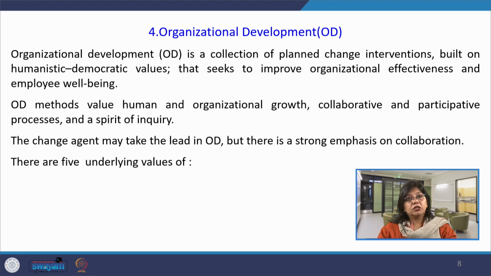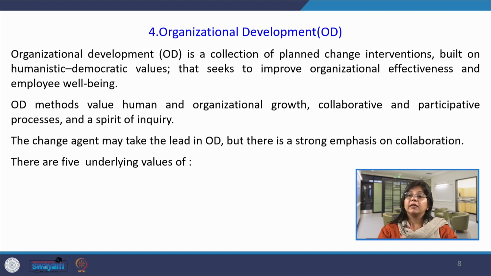So, what is organizational development? It is a collection of planned change interventions built on humanistic democratic values that sets to improve organizational effectiveness and employee well-being. So, it has its own expansion: if problem or change was the focus, organizational development not only focuses on the problem, but also on the well-being of employees. So, this approach is more advanced and at par to other approaches that we have discussed till now, where the OB professionals are not only focusing on the problem, but they are also focusing on the well-being of employees.